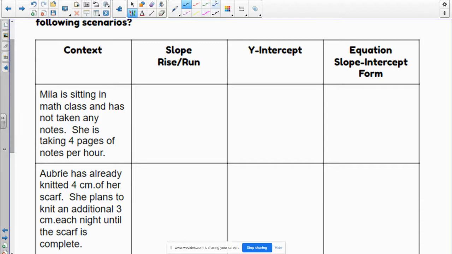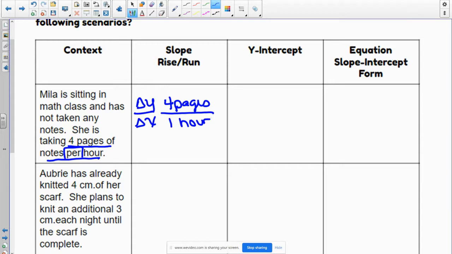So slope looks like rise over the run, or the change of the y over the change of the x, however you like to look at it. So I told you to look for the word per, each, or every. So as I read that, I quickly see she is taking 4 pages of notes per hour. Per meaning that division bar. So what goes on top? 4 pages of notes. What goes on the bottom? Per 1 hour. And there I have the slope. So when you're looking at a context, you just have to identify what part of that context is your slope and look for the word per.